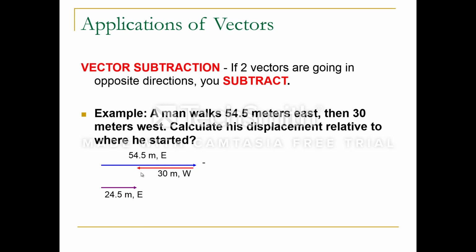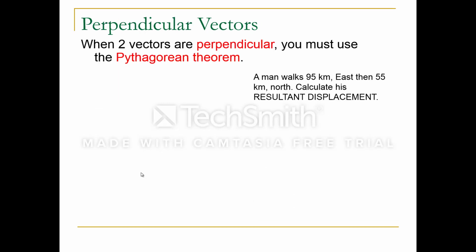Okay, if your vectors are perpendicular, for example, you're going to use the Pythagorean theorem. So here you have a man walks 95 kilometers east, then 55 kilometers north. Calculate his resultant displacement. Your resultant just means that answer, that final vector. Okay, again, draw it out. Yes, I know you can just use Pythagorean theorem, but still draw it.